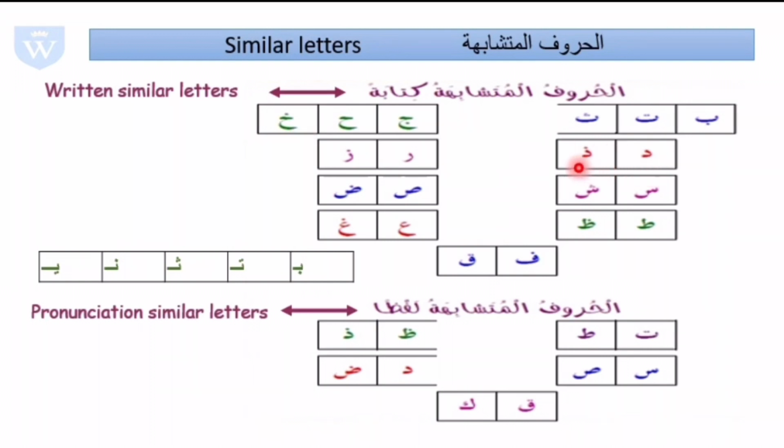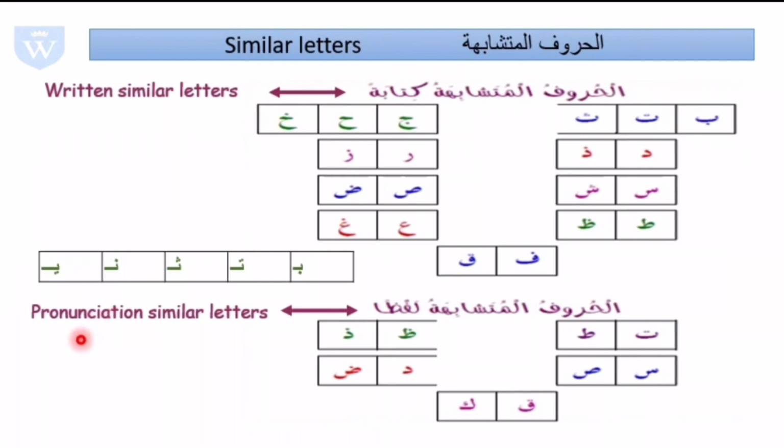Da, the, we also have ra, za, sa, sh, sa, da, ta, va, a, g, fa, qa. We also have 5 similar letters here. We already said 3 of them here, ba, ta, tha, and we have n and nya. It's now similar to these 3 letters only at the beginning or middle of the word. So it's so important for your child to differentiate between these 5 similar letters.